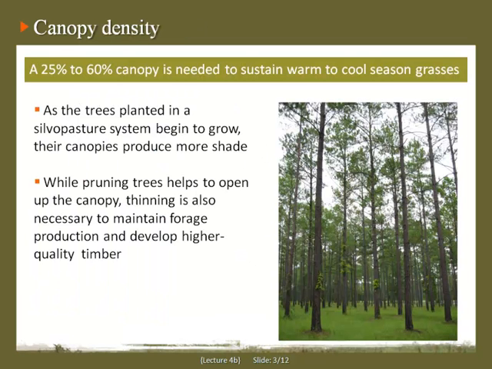As the trees planted in a silvopasture system begin to grow, their canopies produce more shade. While pruning trees helps to open up the canopy, thinning is also necessary to maintain forage production and develop higher-quality timber. A 25% to 60% canopy is needed to sustain warm to cool season grasses. While some forage species will thrive in full sunlight, studies have shown that shade can actually increase the quality of many forages.